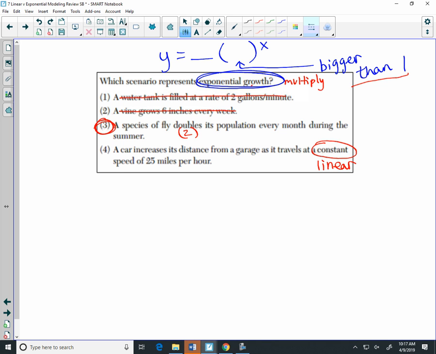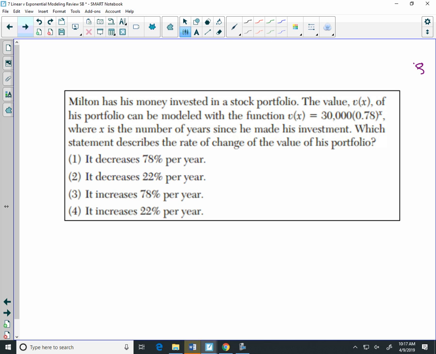Okay, thanks for hanging in there. Milton has his money invested in a stock portfolio. We've got the value v of x of his portfolio can be modeled by the following function. Don't get lost in all the words and all the letters. Don't get lost with all that. X is the number of years since he made his investment. Which statement describes the rate of change of the value of his portfolio? Okay, so we're using the model that's given to us. We just have to find the rate of change.